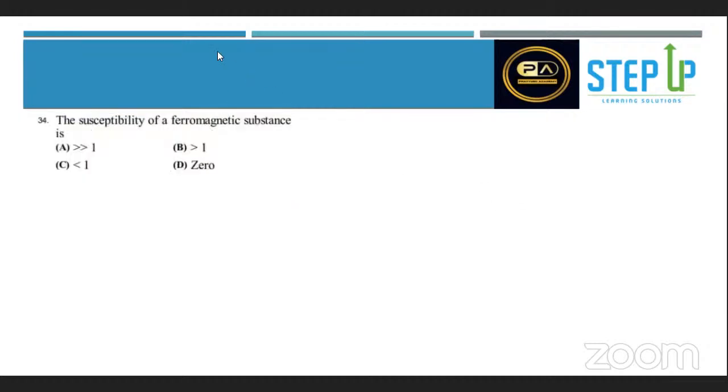Susceptibility is a parameter for finding out which substance has better magnetic capability. For a ferromagnetic substance, it is very high; it is much greater than 1. Paramagnetic has a small positive value. Less than 1, or you can say close to 0, is diamagnetic, which will show temporary magnet properties, and 0 is anti-ferromagnetic.